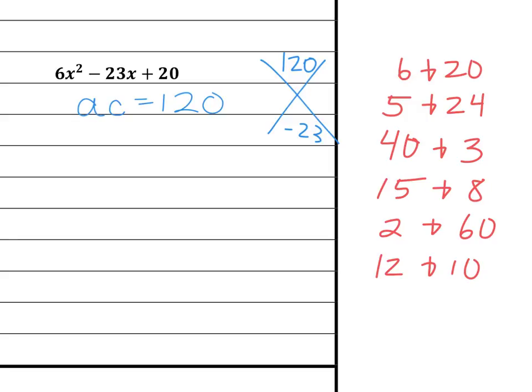Okay, so now we want a negative. So now we know we're going to have to mess around with these numbers. We need both of the numbers to be negative because we have to get a positive. So look through these factors and think which two would add to negative 23 if you made them both negative. Would you discuss with your partner? See which two work? Negative 15. There it is.